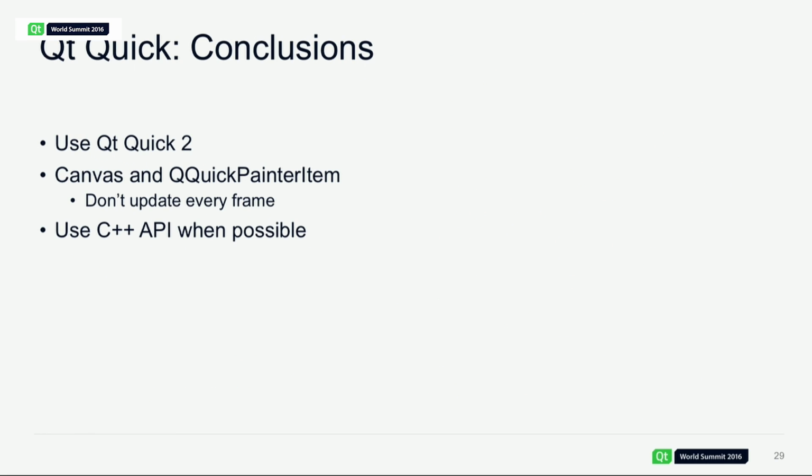So, conclusions about QtQuick. Definitely use QtQuick 2, never QtQuick 1. Canvas and Painted Item are cool, but as much as you can, draw once and then never update again; just have it mapped as a texture. And of course, try to use the C++ APIs for QtQuick as much as possible. The lesson we've learned in QtQuick, especially on embedded, is that it's a declarative API, so use it as one. The less JavaScript code you have, the better.